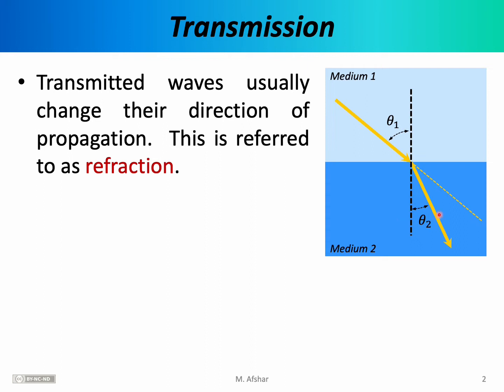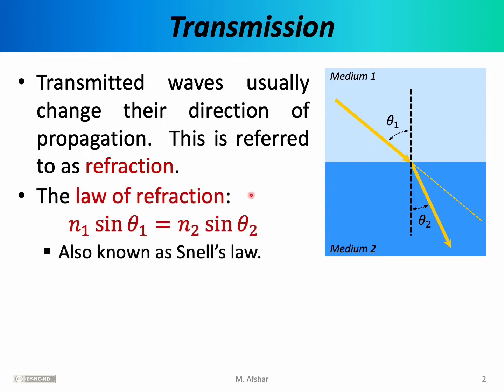What we're saying is that the angle in the second medium is not equal to the angle in the first medium. In other words, the angle of transmission in most cases is different from the angle of incidence. We'd like to be able to calculate theta 2 in terms of theta 1. The law of refraction allows us to do exactly that.